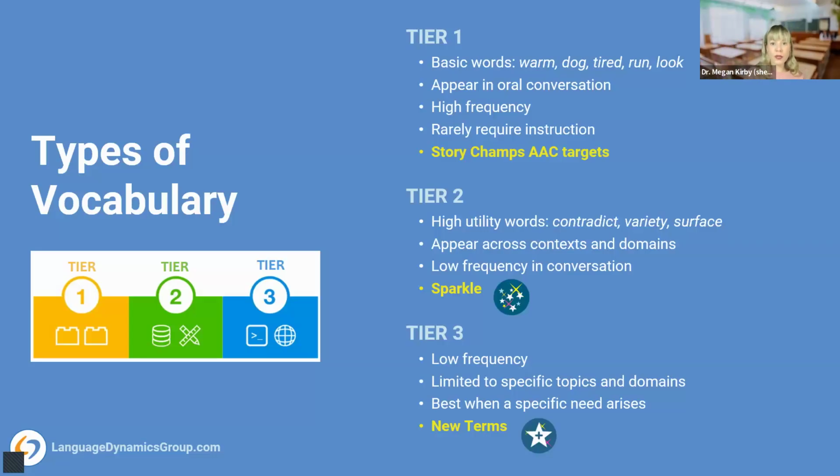Then finally, tier 3 words. Those are going to be found only in specific contexts or domain content areas, right? So generally, we don't hear these words very often or read them very often. So low frequency. They're limited to specific topics and disciplines. So if we are using Story Champs lesson plans for information, retell or information writing, so those titles of the lesson plans, you're going to know that the tier 3 vocabulary we refer to as new terms.